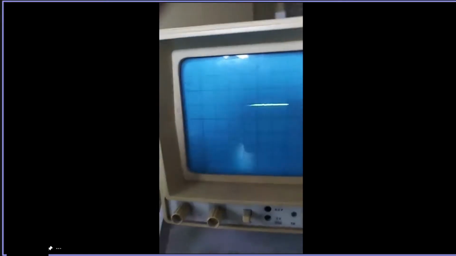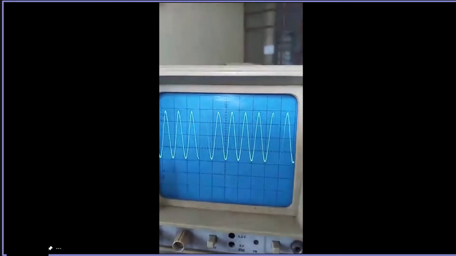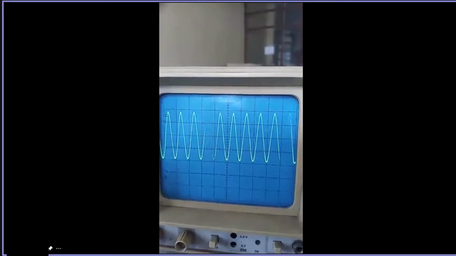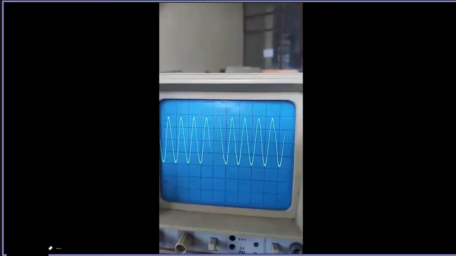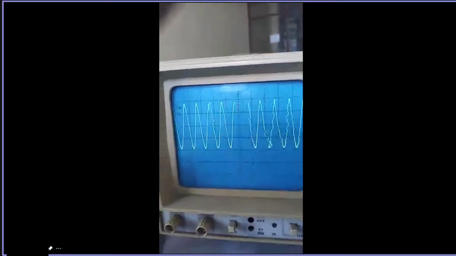Now we'll check for the sixth order. See, this is the output for the sixth order. It allows all the 8 volt to pass, right? Amplified version. So that means it has allowed the 500 hertz also.